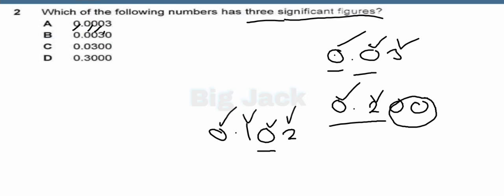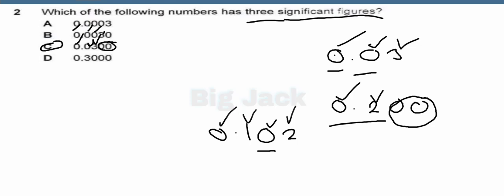Now this question is asking us to find 3 significant figures. About option C, how many significant figures does it have? 3 significant figures, because zeros on the right hand side, we don't consider them to be significant figures. Meaning we have this one here, which is 1, 2, 3, and these 2 zeros are not significant figures. Then option D, of course, has 2 significant figures, meaning the answer is going to be C.